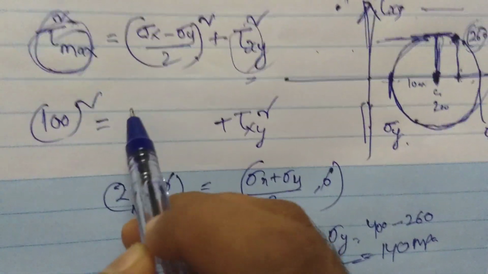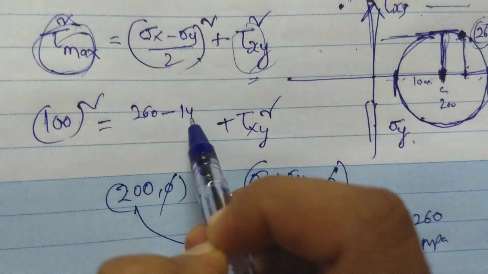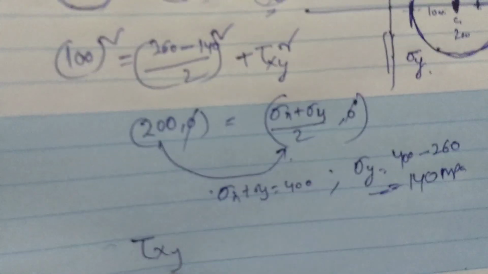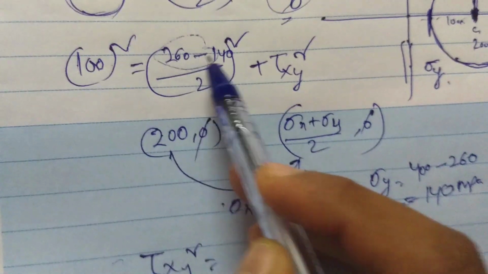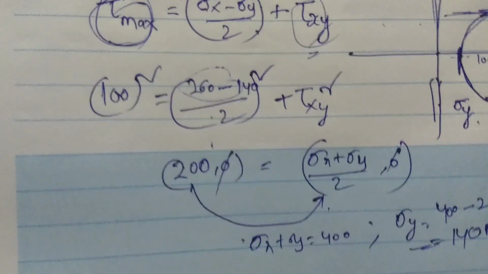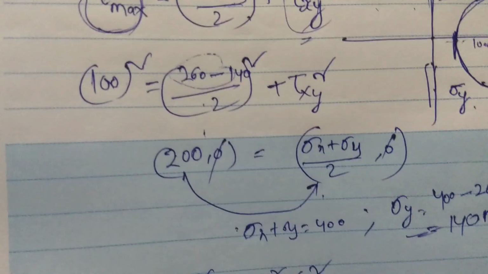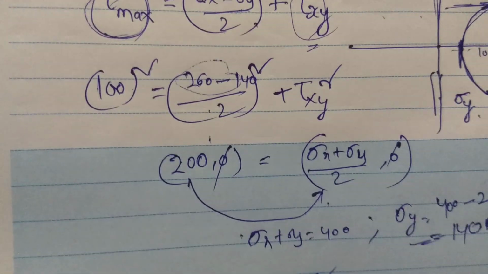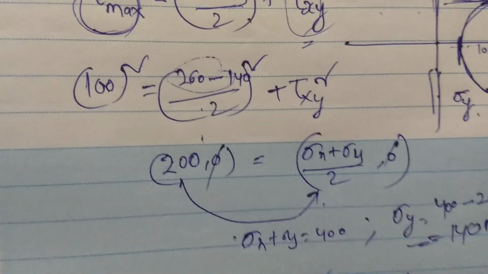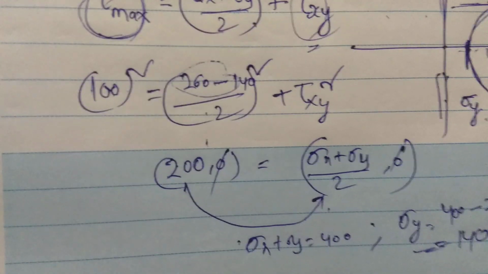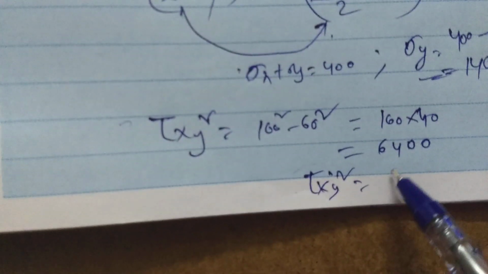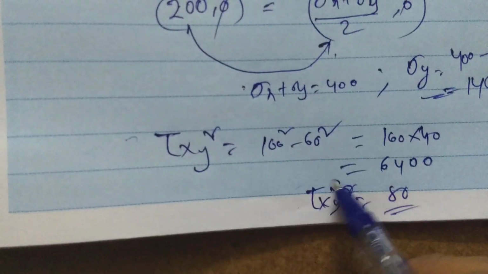So if we substitute here, sigma x 260 minus sigma y 140 by 2 whole square, then tau xy square is, 260 minus 140 is 120, 120 by 2 is 60, 60 square. So tau xy square is 100 square minus 60 square, which is a plus b into a minus b. It is 160 into 40, so 6400. So tau xy is root over 80. Okay.